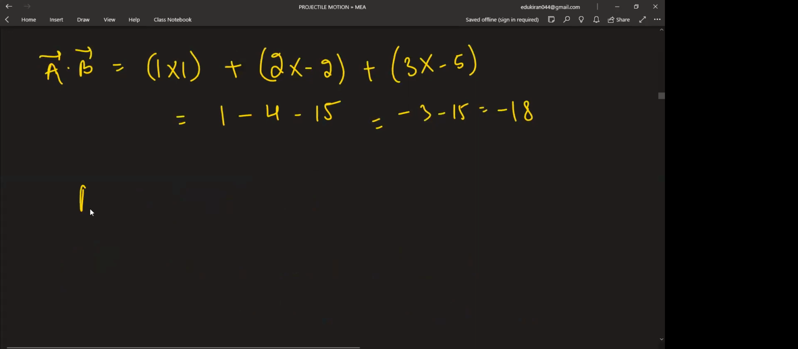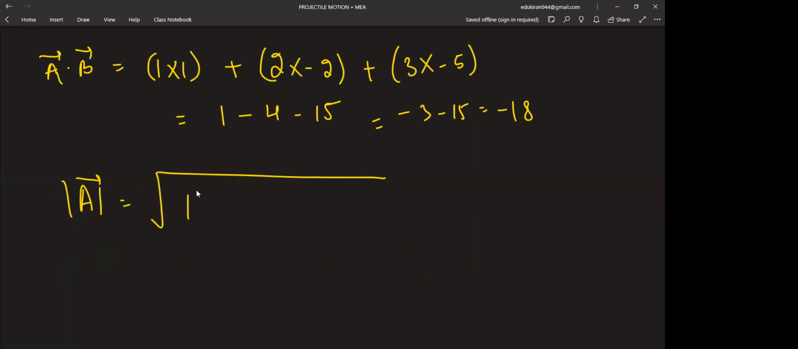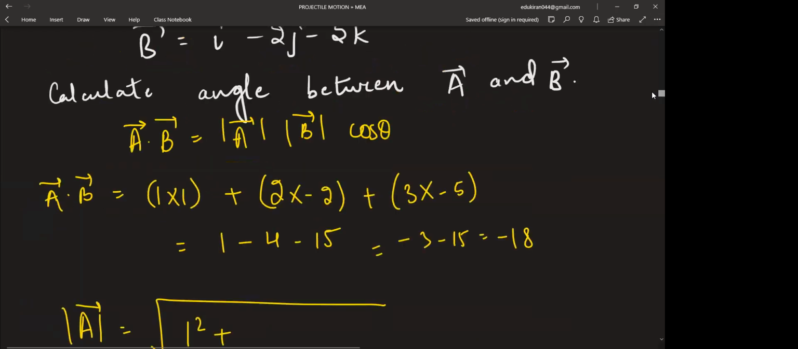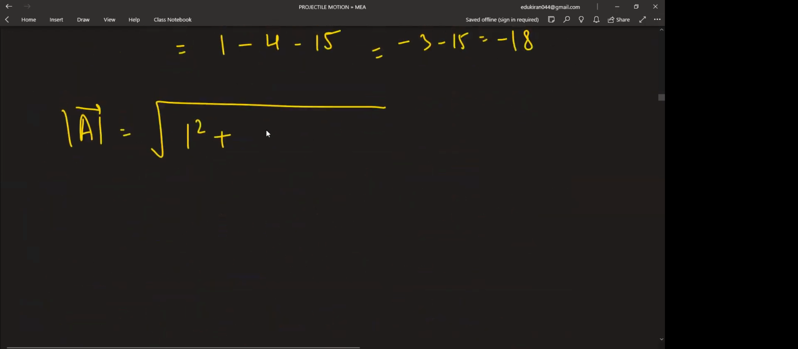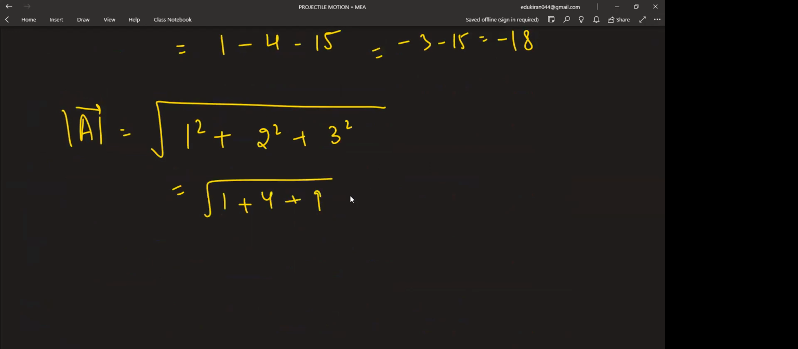So the magnitude of vector A will be calculated as under root 1 square, 2 square and 3 square. So this becomes 1 plus 4 plus 9. So yes, Zainab has given the correct answer. This is root 14.